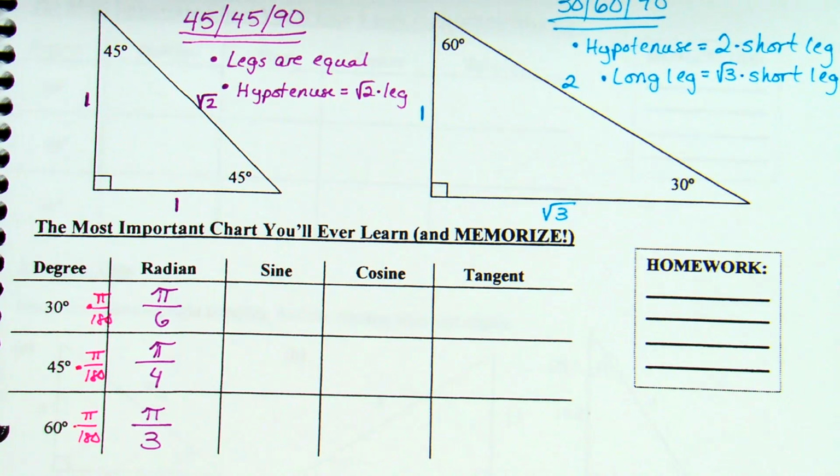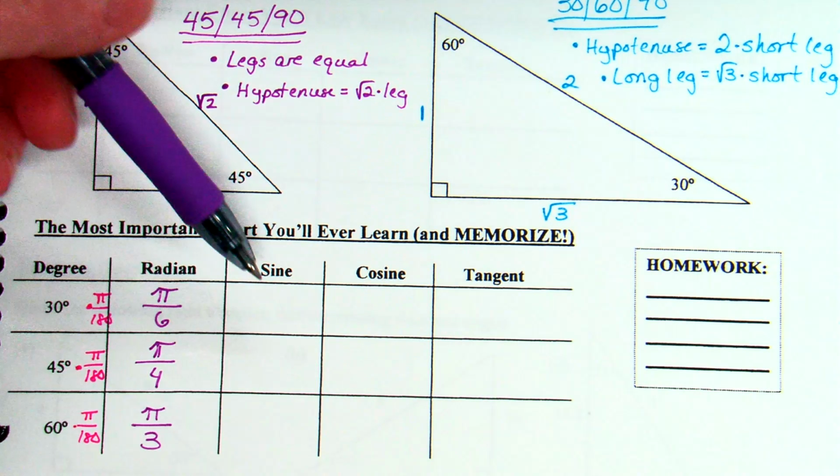Come up with your own memory techniques. I tend to remember the 6 and 3 are switched. 30 is pi over 6, 60 is pi over 3, and then 45 is pi over 4. They both have the 4 there. However you want to remember them, but know them. Okay. Sine.